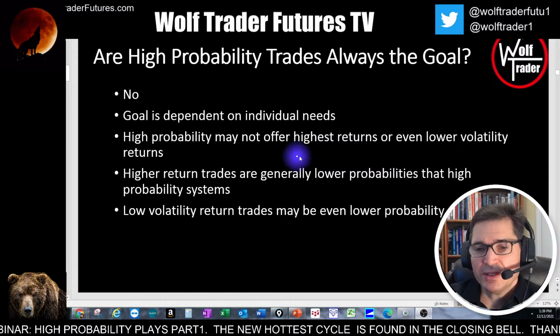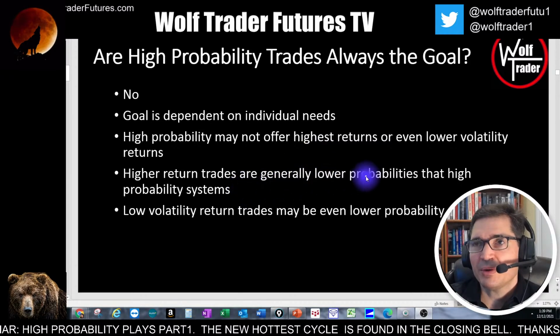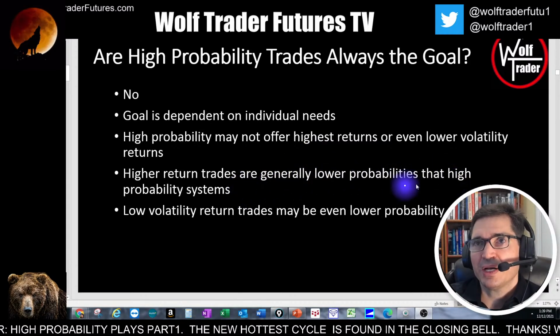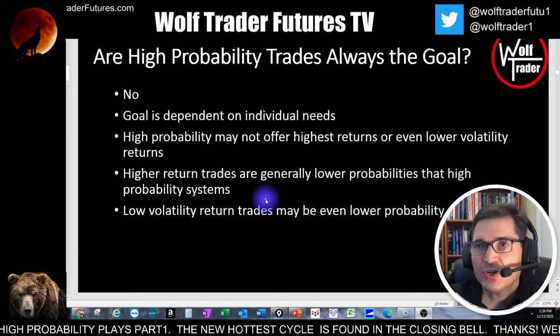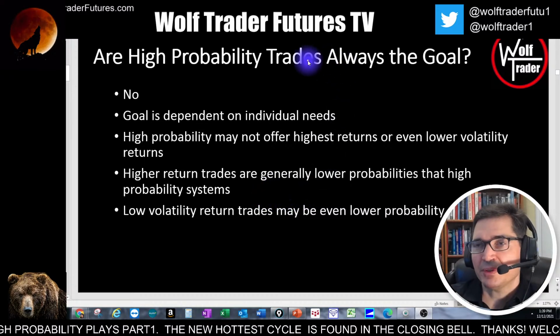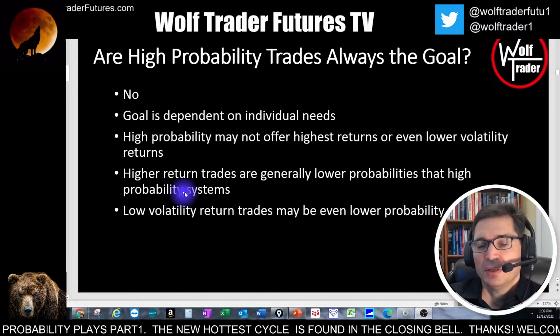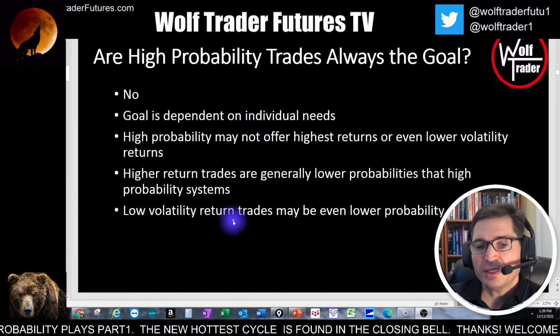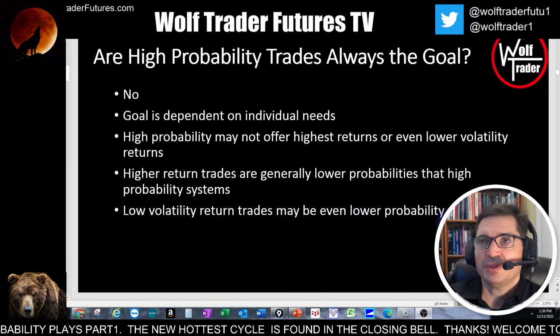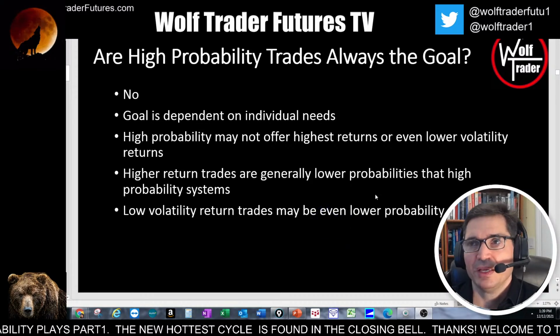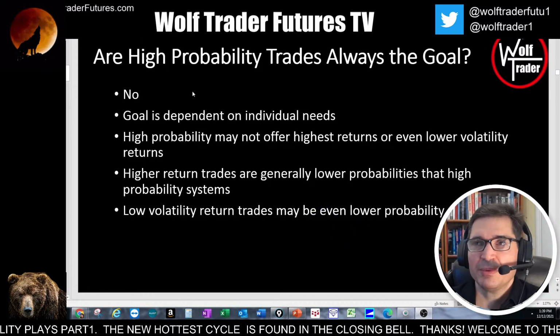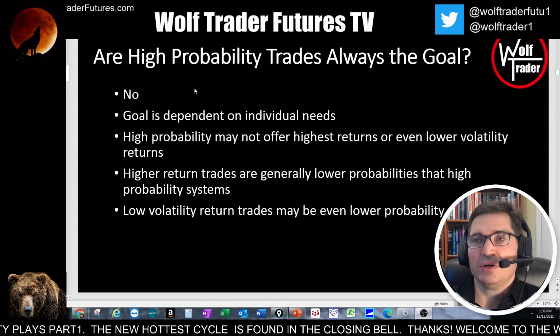Higher return trades are generally lower probabilities than high probability systems, which I just showed you with their portfolio. So you're not going to make as much money if you go for high probability trades in the long run. Low volatility returns might be an even lower probability. So if you want a profit curve that's even lower volatility, you're probably going to have a lot more little tiny losses all the time.